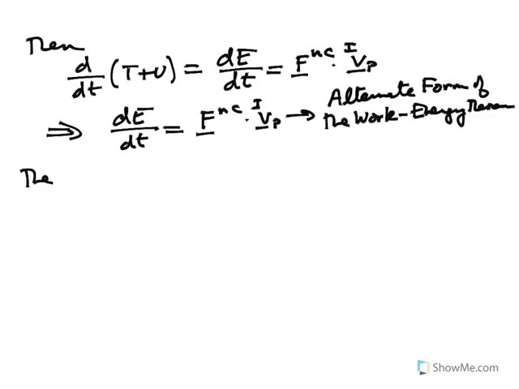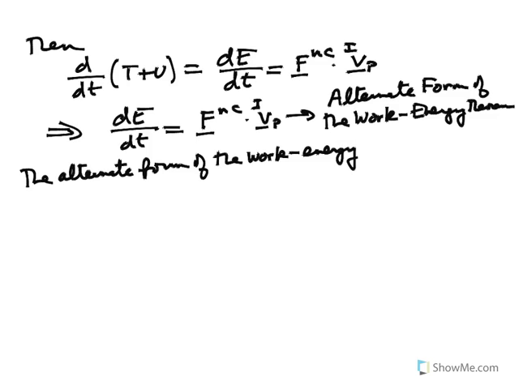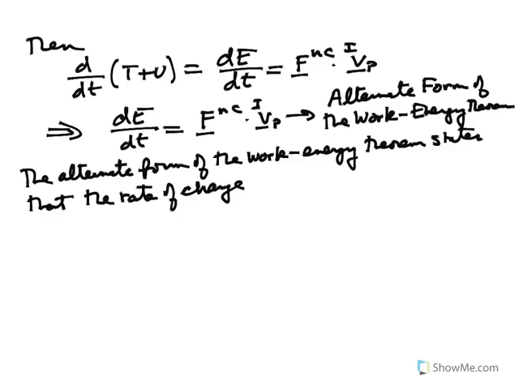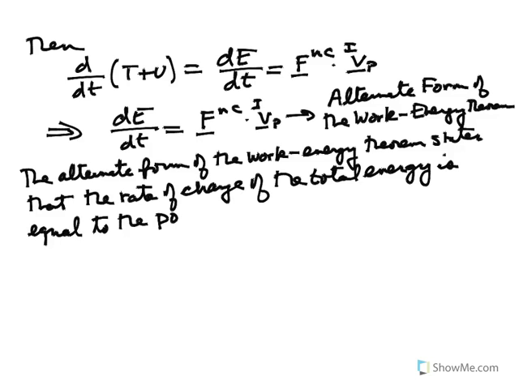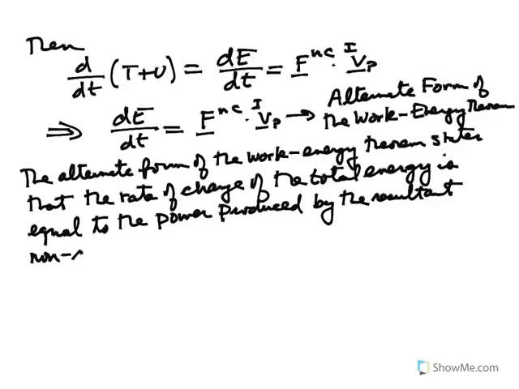So let's write that down. The alternate form of the Work-Energy Theorem states that the rate of change of the total energy is equal to the power produced by the resultant non-conservative force acting on the particle.